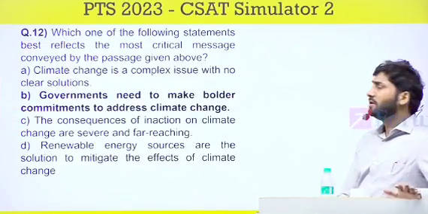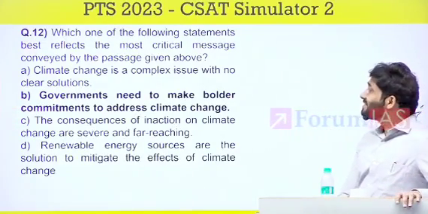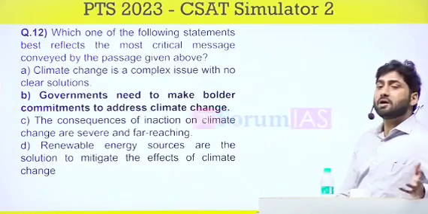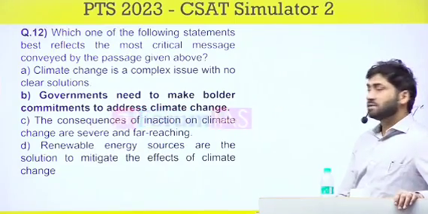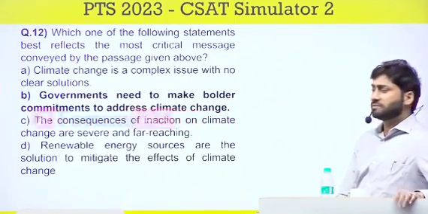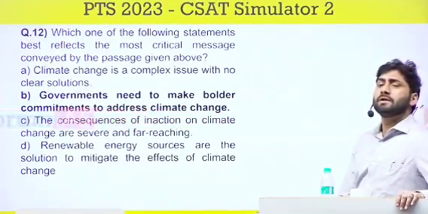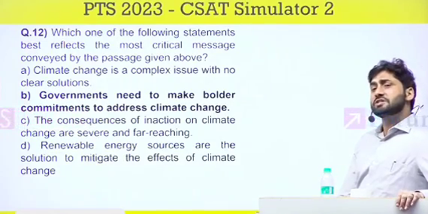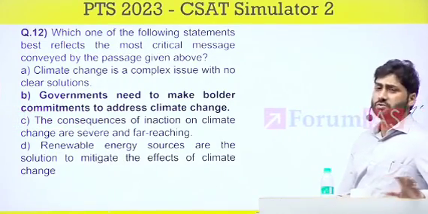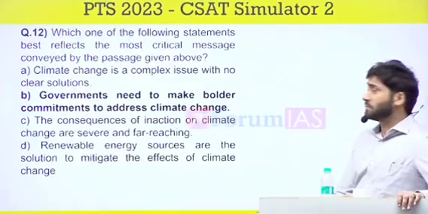That is also mentioned. But if you talk about the most critical message, that's B, because that is how it got concluded, right? The decisive actions have to be taken. The safety of the future generations is in the hands of the present generation, and so many things have been mentioned to actually establish that.